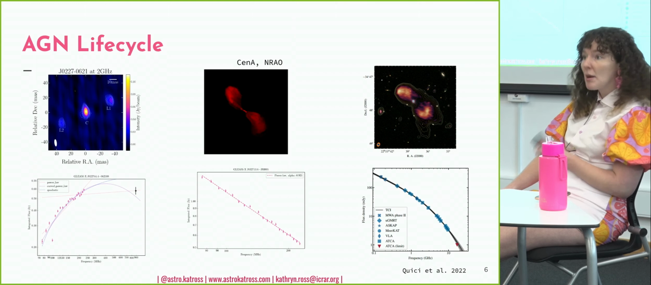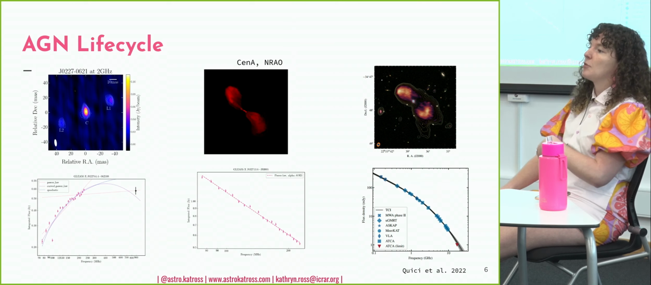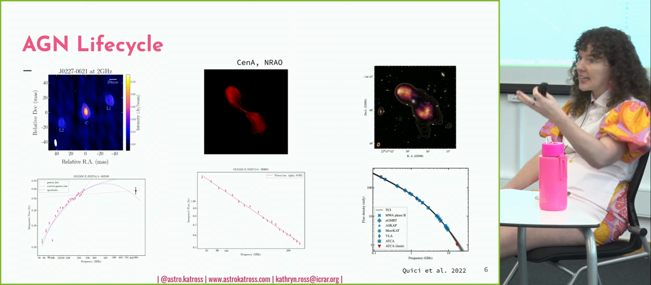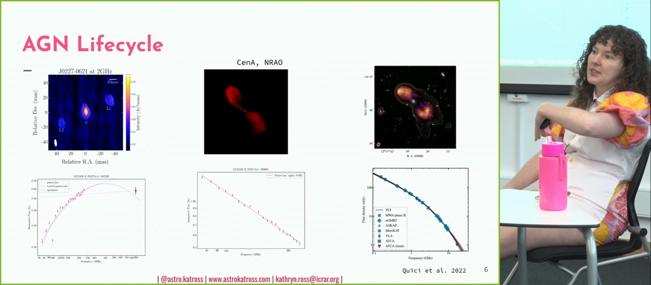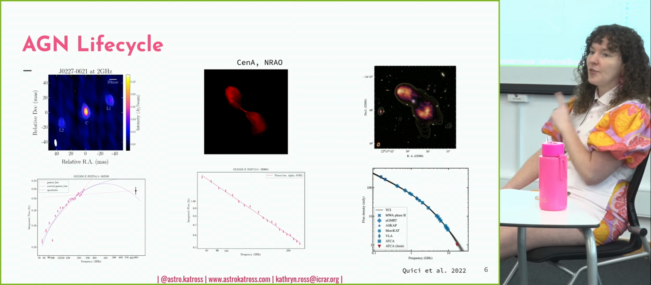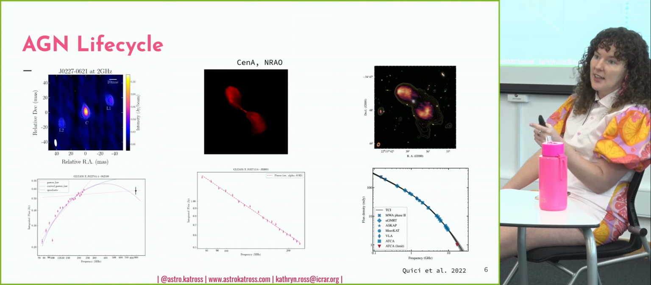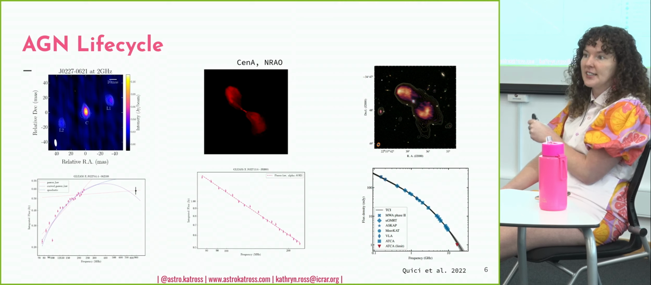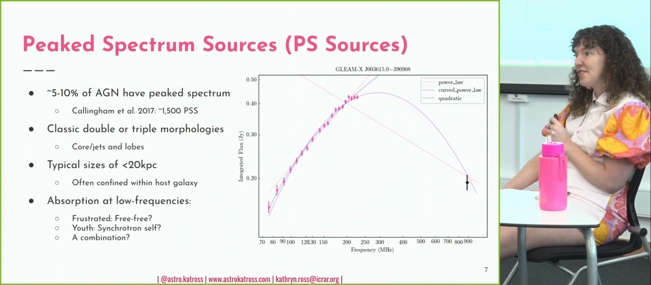And then we have the remnant phase, where the central supermassive black hole is switched off, so it's not actively ejecting any more energy into those lobes or jets, and so we see a steepening at the higher frequencies as those electrons are cooling off. So you can see from these different phases of the AGN, the spectra look incredibly different, and we can start to tell what phase of life the AGN is in based on their spectral information. I said I'm going to focus a little bit on the peak spectrum ones.